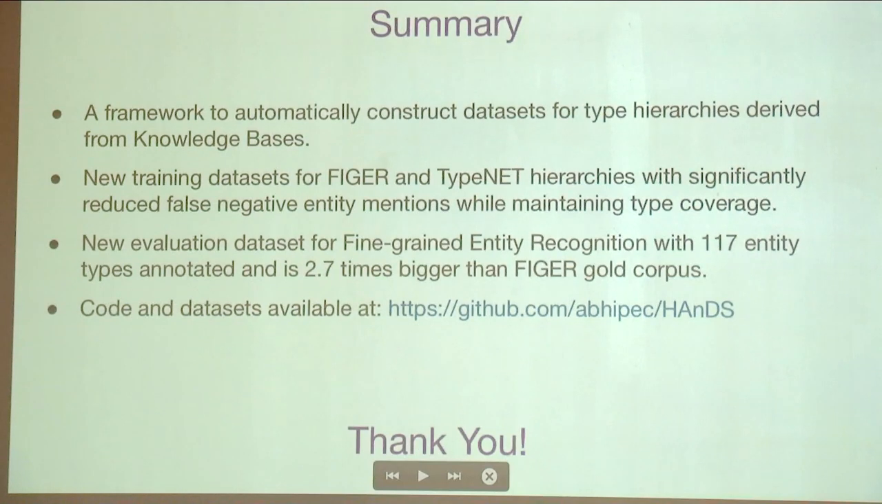In summary, we propose a framework to automatically construct data sets for fine-grained entity recognition tasks, where the type set is derived from knowledge bases. We introduced two new data sets suitable for Figer and TypeNet hierarchies, which have significantly reduced false negatives while maintaining the type coverage. We introduced a new evaluation corpus for fine-grained entity recognition tasks with 117 entity types annotated, which is 2.7 times bigger than the Figer Gold corpus. All the code and data sets related to this work are publicly available.